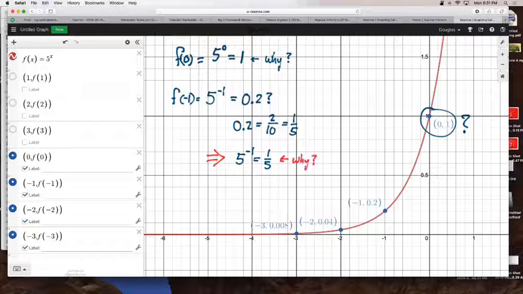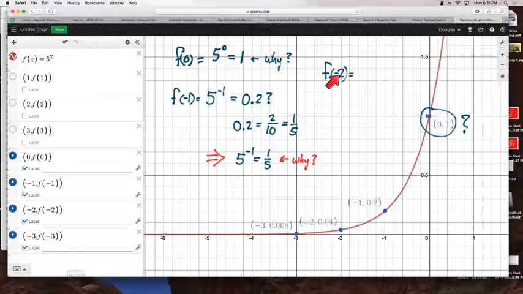And then I looked over here, and I also want to know why. Why is that? I mean, I could see that it's true, but why is 5 to the negative 1 equal to 1/5? Why is 5 to the negative 1 not equal to negative 5, for that matter? That's a puppy killer, but we'll talk about that later.